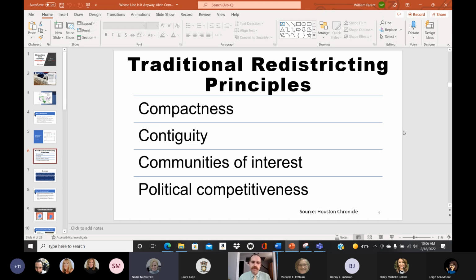That doesn't always happen. We see that another traditional principle of redistricting is communities of interest and political competitiveness. And what we mean by communities of interest, it is noteworthy to mention here that when it comes to the courts and redistricting, for a majority of our nation's history, the courts really didn't weigh into these topics. Now it seems as if almost every single year the courts are hearing challenges to states and their redistricting plans, as is the case here in Texas.